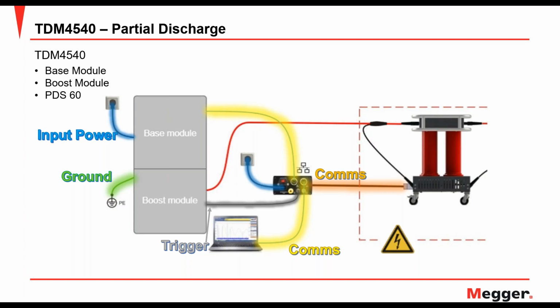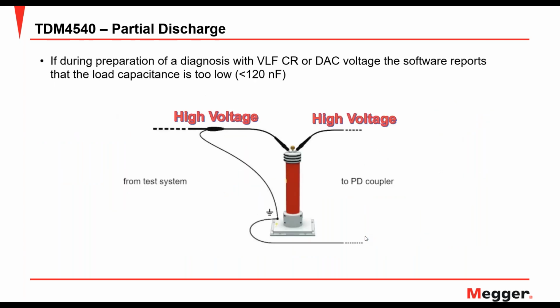And then you have communications to the PDS60, which is your partial discharge coupler. So that has your reference capacitor, your coupling capacitor, and your conditioning electronics. And then finally, last but not least, our high voltage cable leading to the PDS and then to the device under test. Unless the capacitance of the cable is low, in which case we would add a support capacitor that would be between the test system and the PD coupler. So again, very straightforward, simple measurement, but what you may more likely see is actually the next case.